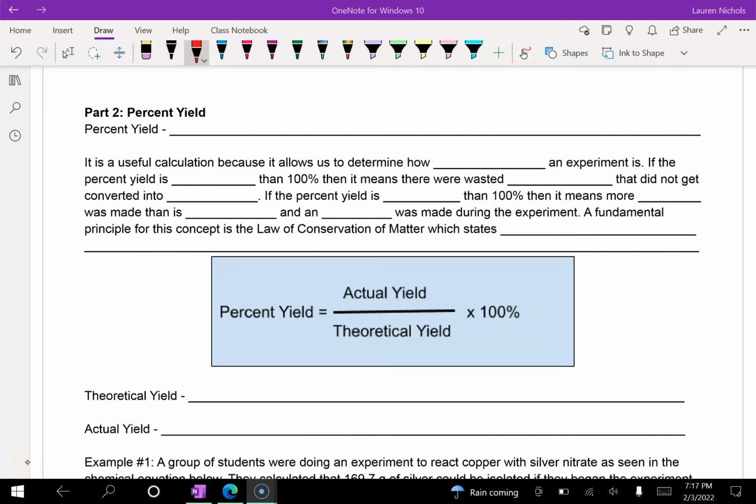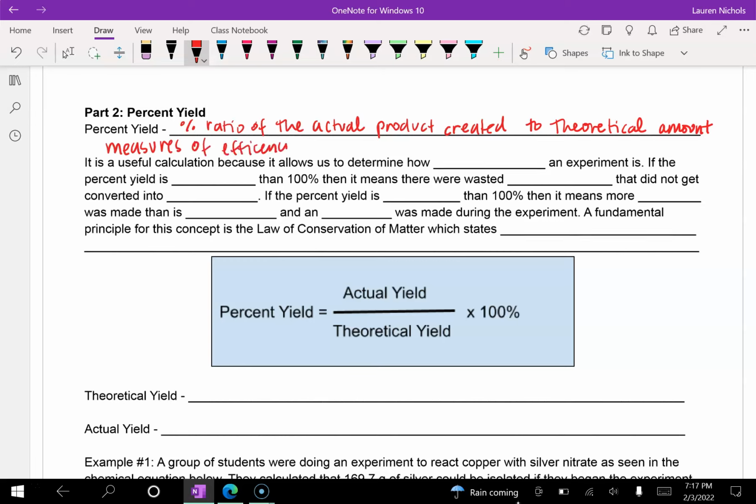All right, everyone. So part 2 of your notes is all about percent yield. Percent yield is the percent ratio of the actual amount of product created compared, I actually need to write down all the words, created to the theoretical or calculated amount. And so it measures the efficiency of the reaction.